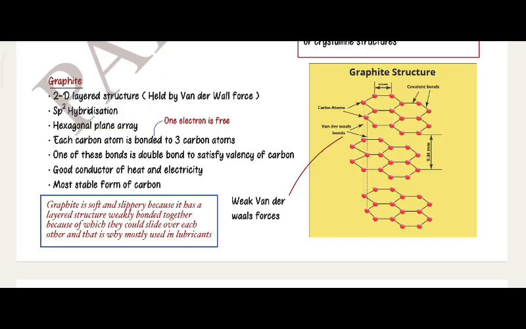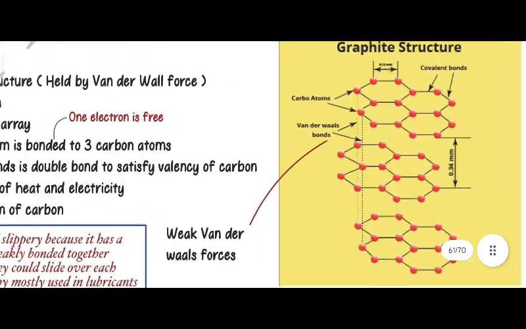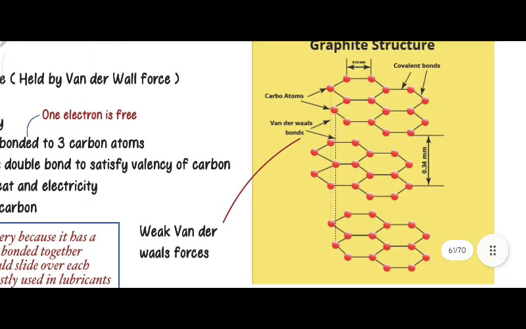Graphite is soft and slippery because it has a layered structure weakly bonded together, so the layers can slide over each other, and that is why it is mostly used in lubricants. Graphite structure. It is held together by weak Van der Waals forces, with covalent bonds between carbon atoms. Van der Waals bonds are at a distance of 0.34 nanometer.